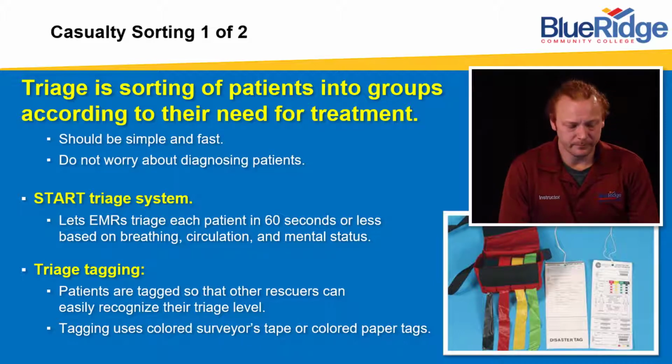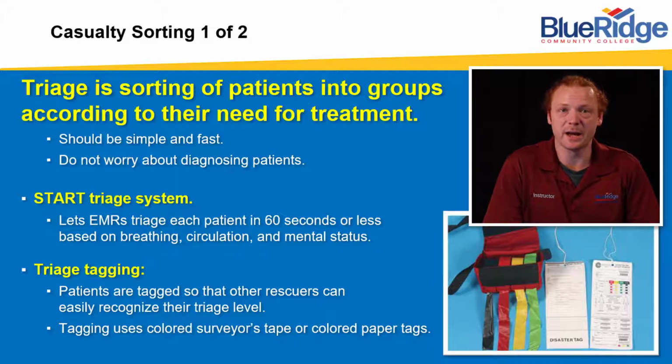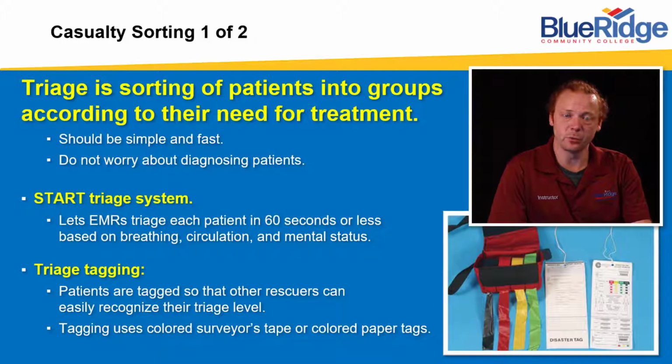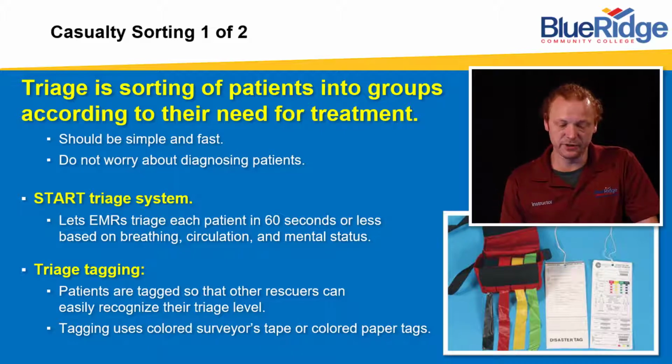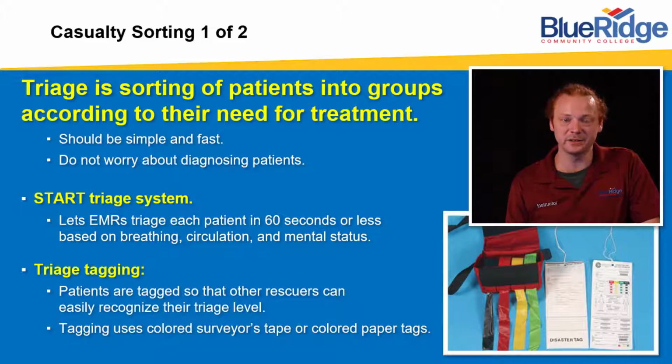Immediate life threats. Many EMS systems rely on simple triage and rapid treatment, known as the START triage system. That's pretty much the standard go-to for Western North Carolina. It is simple and easy to remember and implement. START lets EMRs triage each patient in 60 seconds or less based on the following 3 primary observations: breathing, circulation, and mental status.